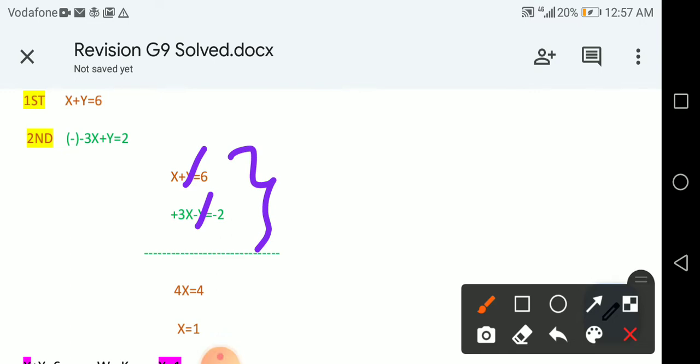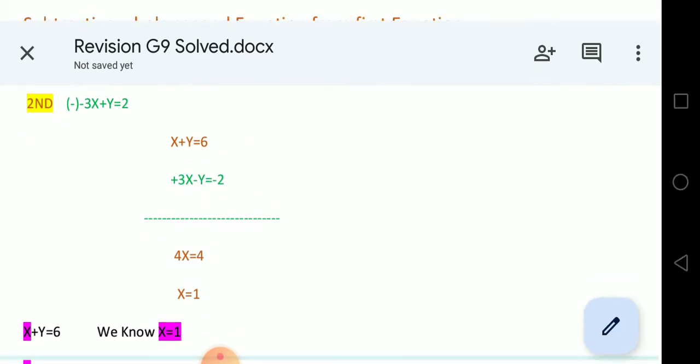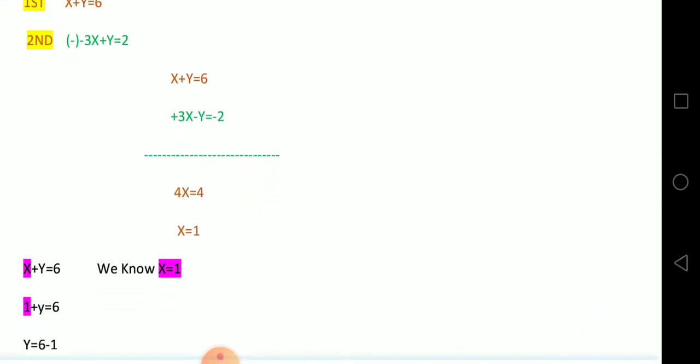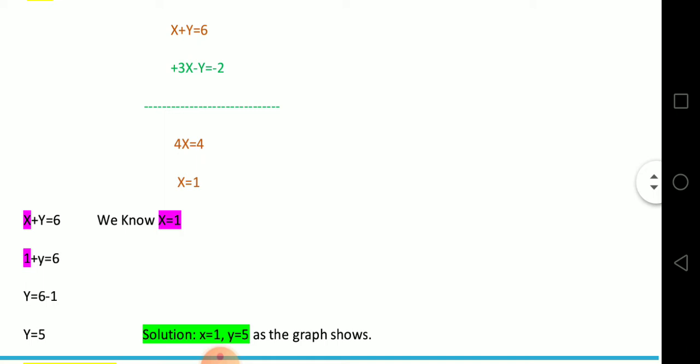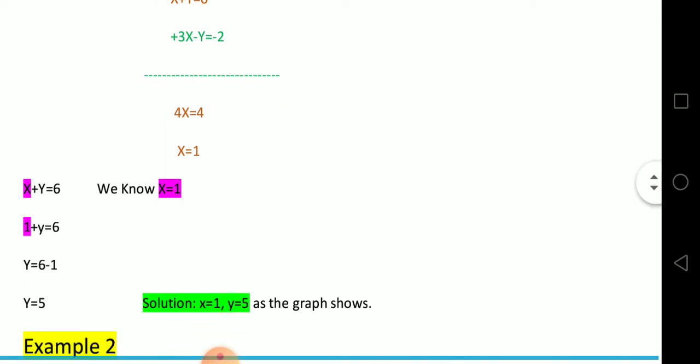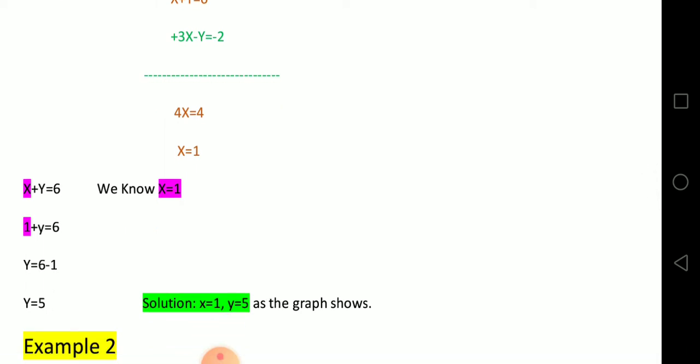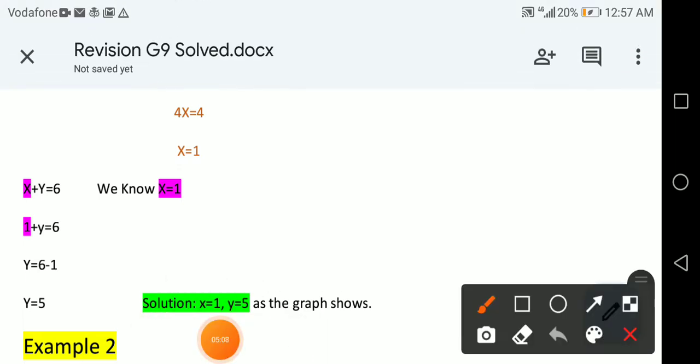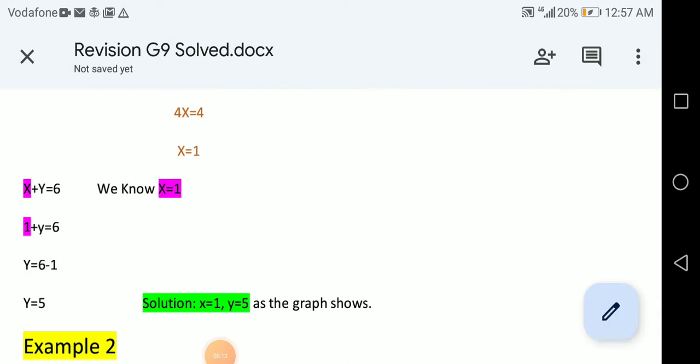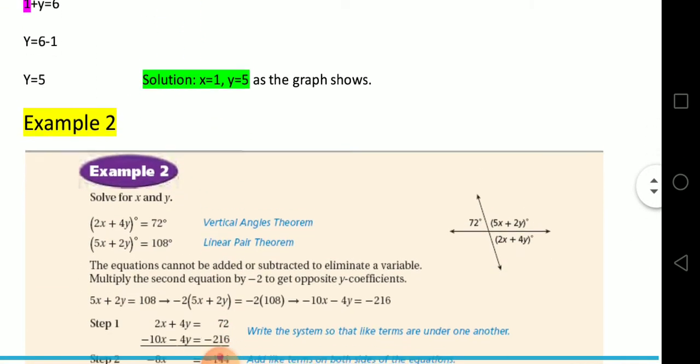So I have here x plus 3x is 4x, 6 minus 2 is 4. I want to get now the value of x. Divide both sides by the coefficient of x, which is 4. Divided by 4, divided by 4, gives me x equals 1. After I get x equals 1, what should I do? I will substitute in the easier equation and then get the value of y. Here, instead of x, I will put 1. 1 plus y equals 6, so y will be 5.